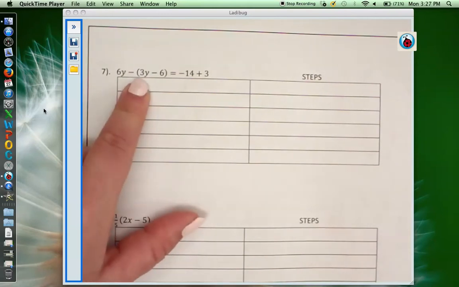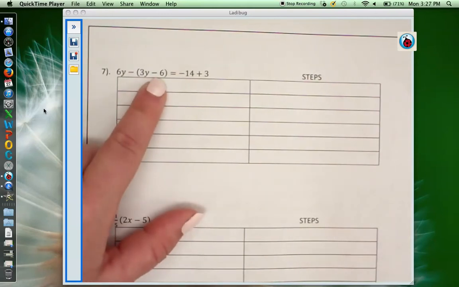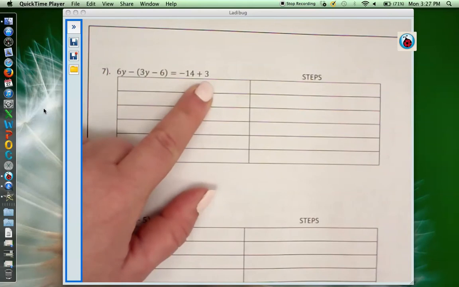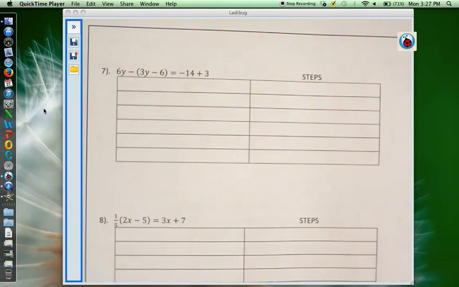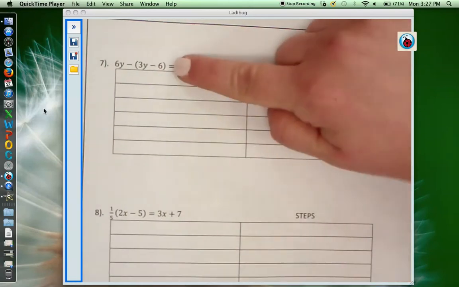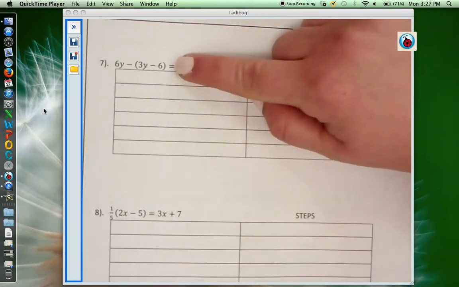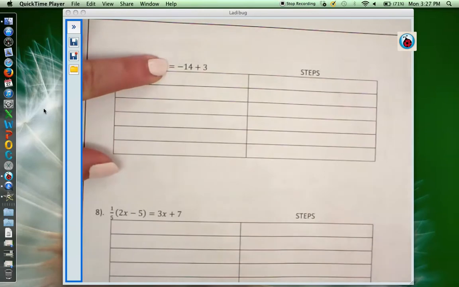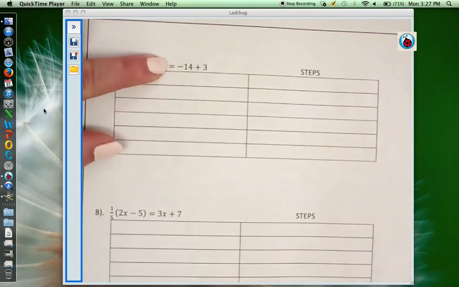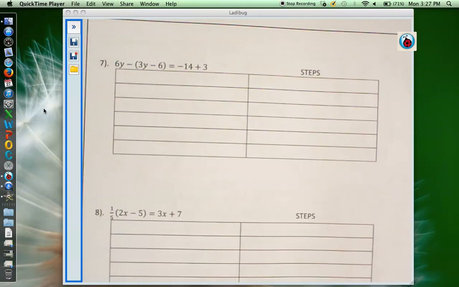6y minus parentheses 3y minus 6 equals negative 14 plus 3. The first thing that I'm supposed to look for is simplifying the left side and the right side. So if I look at the left side, that is for sure not simplified. I have parentheses there. I have like terms there. So I'm going to have to do some work to simplify that. If I look at the right side, that is also not simplified. I have some like terms, negative 14 plus 3. I can definitely simplify those. So I have some work to do to start off.